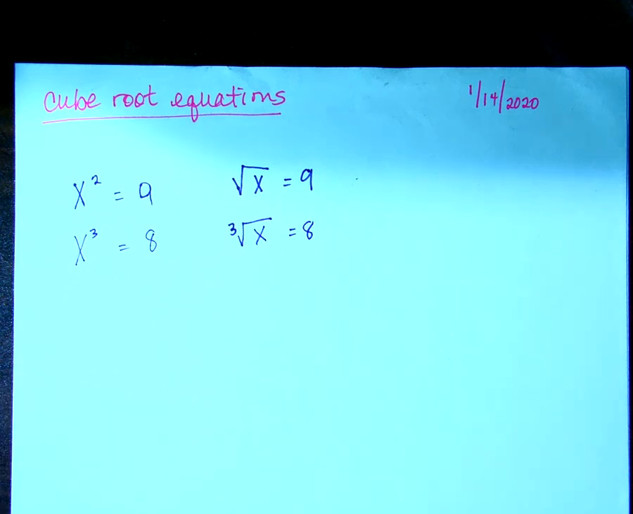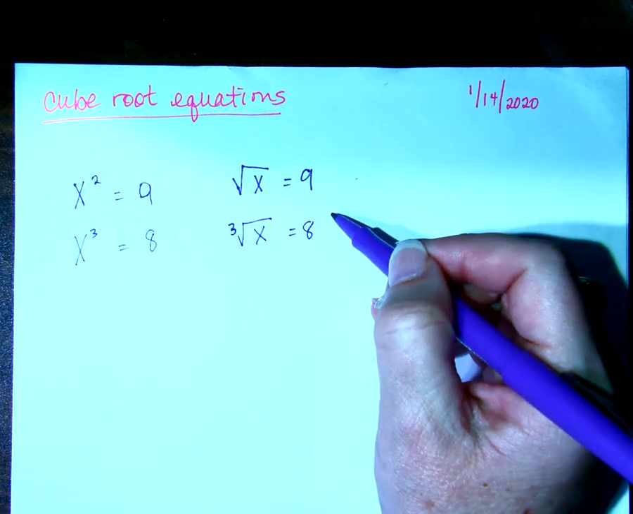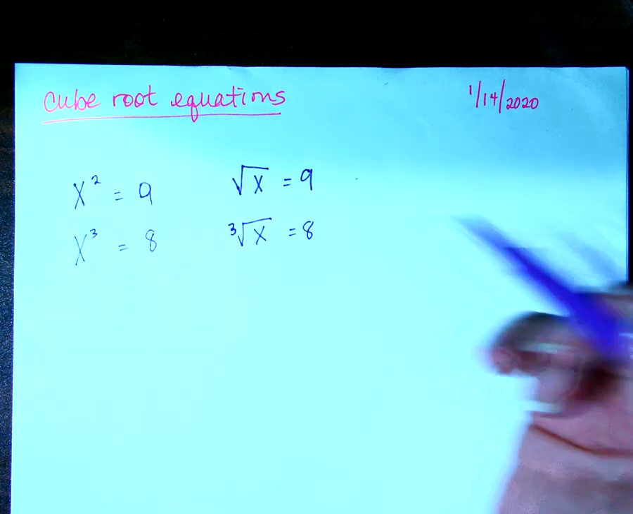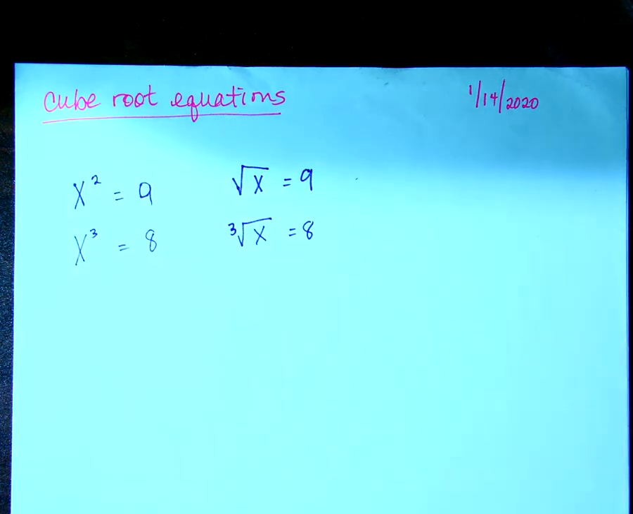Why would you just cube it, Blaze? Because that's how you undo a cube root, right? You undo a cube root by cubing both sides. And while you may not know 8 cubed in your head, because I don't, you could figure it out in the calculator pretty quickly, right?